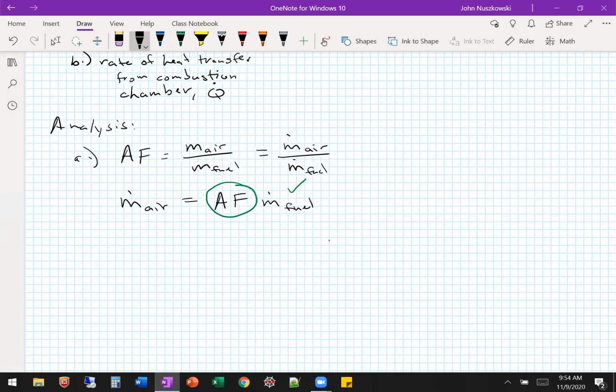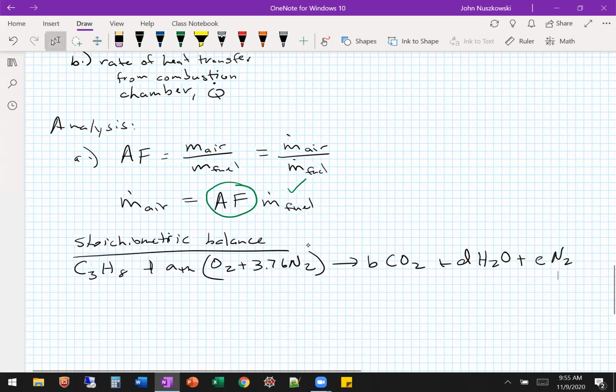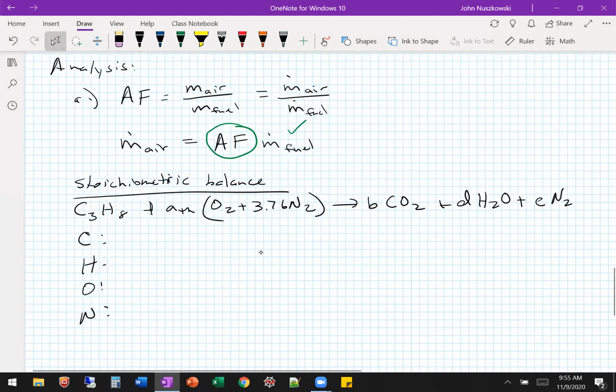And I'm not going to spend as much time because it's the same procedure. I'm going to put the procedure down and then let you guys go from there. So we'll need a stoichiometric balance for the C3H8, and we can do our carbon, hydrogen, oxygen, nitrogen. I'll leave it up to you guys to go through all that again.